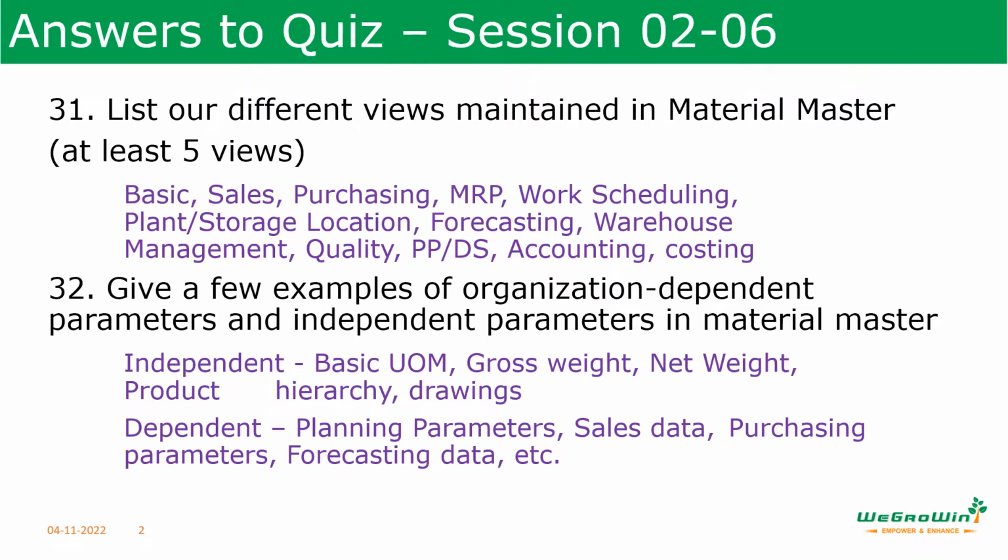Next is the dependent. Dependent means it depends on each plant or each company, and the details will change. For example, planning parameters. One material you may be buying in this plant, but you may be producing the same material in another plant. In sales also, you may be using some tax in one company, and another tax in another company. Purchasing parameters may have a different lead time. Forecasting data: the consumption in that particular plant or company may be different, so a different forecast may come. All these things are dependent parameters.